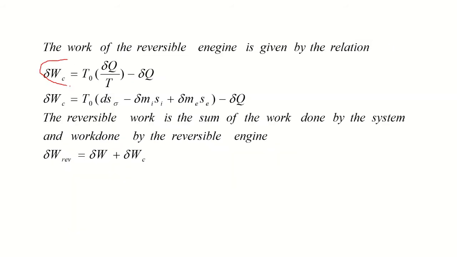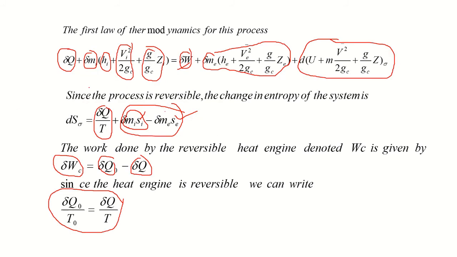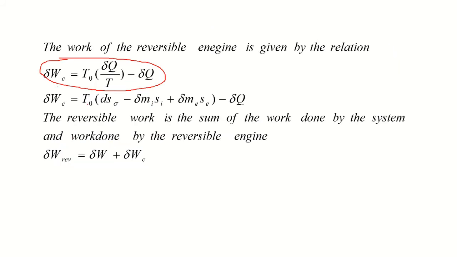So delta W C we can find out as I've already explained. So delta W C, T naught, this delta Q by T, correct? Now T naught, this delta Q by T, we play with this from this. dS of the system minus dm_i s_i minus this thing, and this minus delta Q.